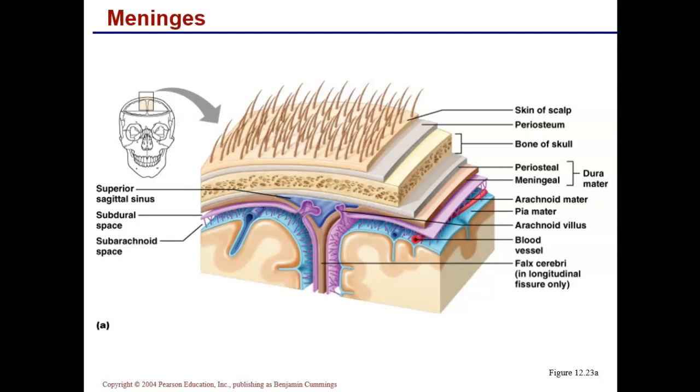You've heard of people getting meningitis. Well, meningitis is an infection that occurs in the meninges, and it can cause fluid to build up in these cavities over here, put pressure on the brain, and damage tissues of the brain.